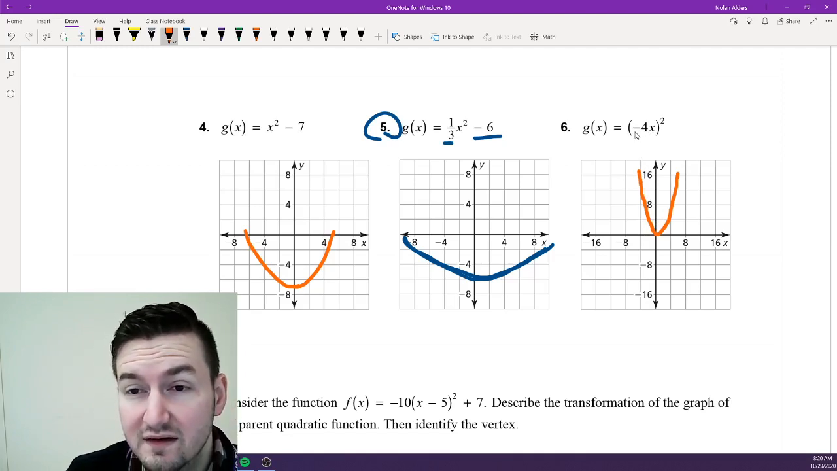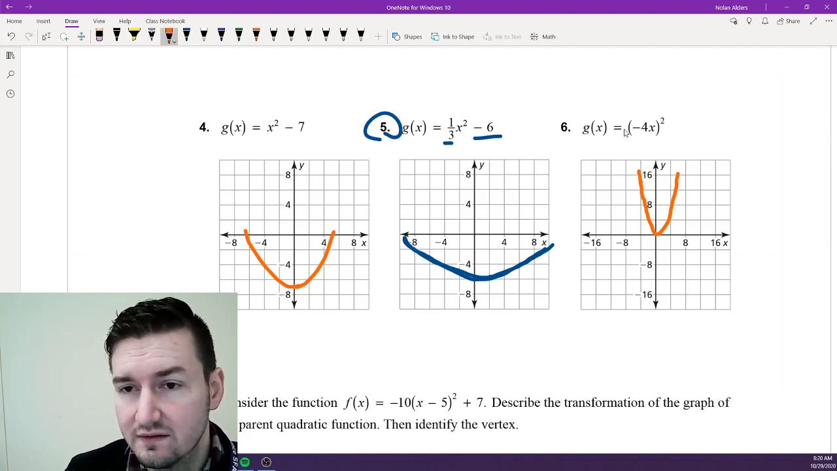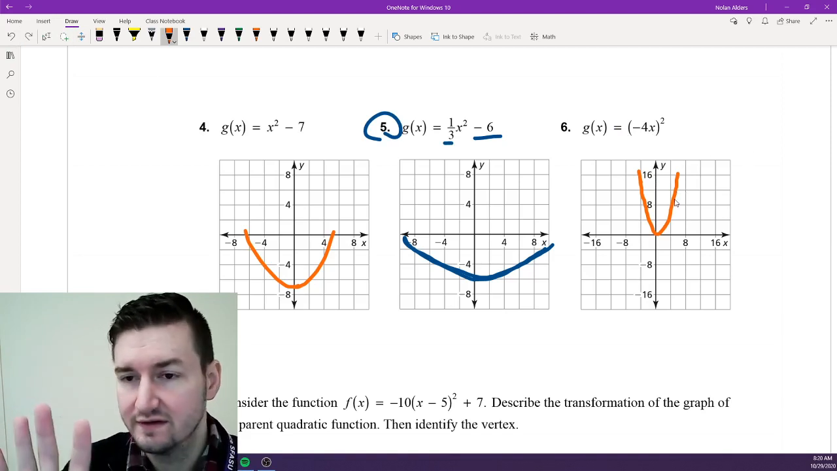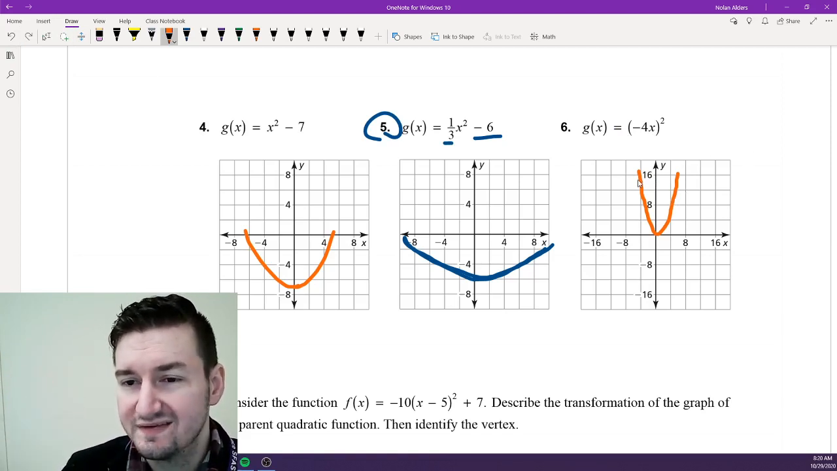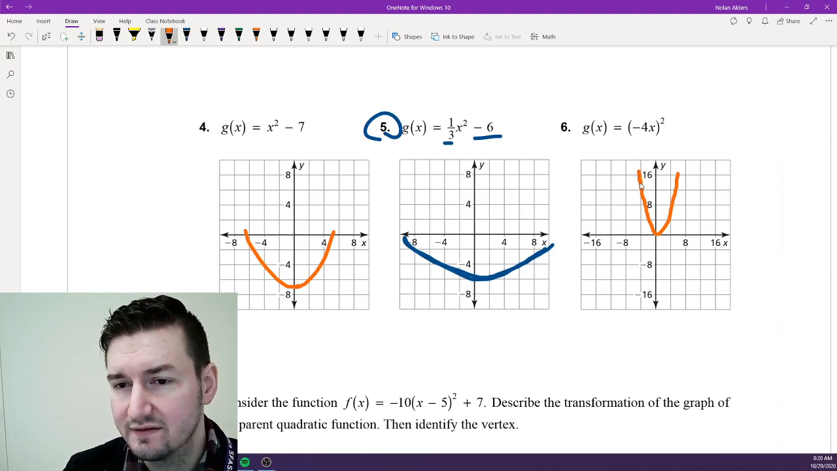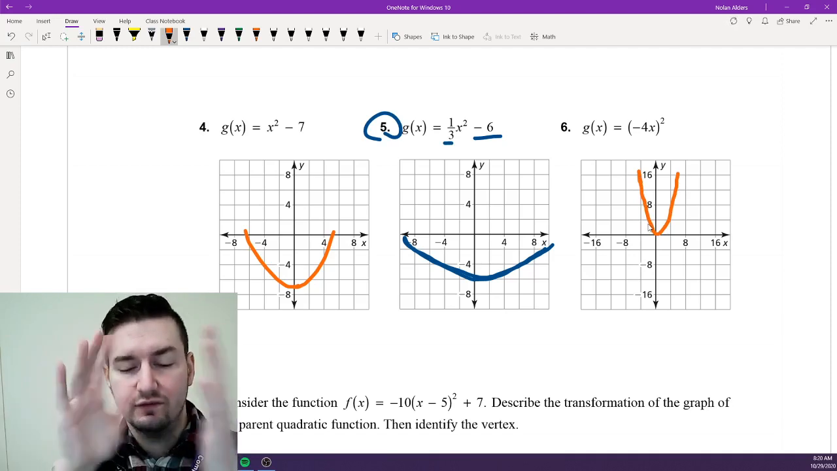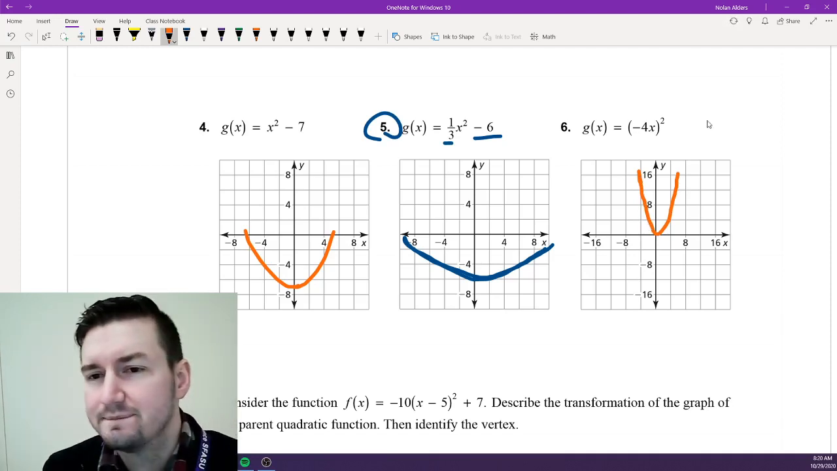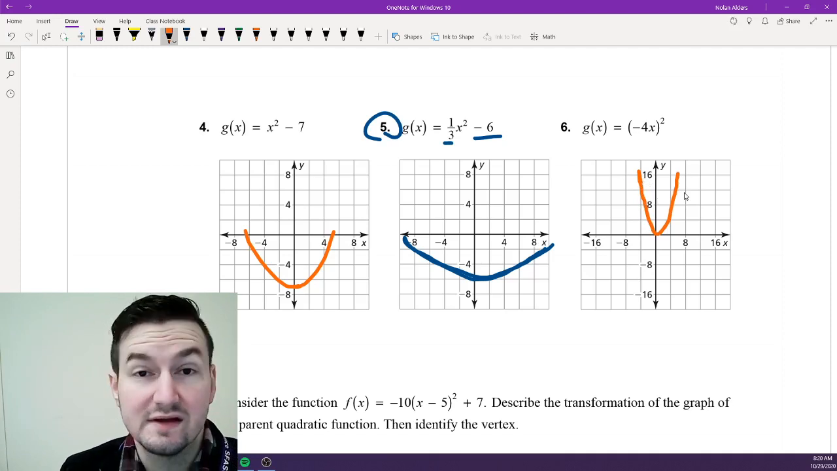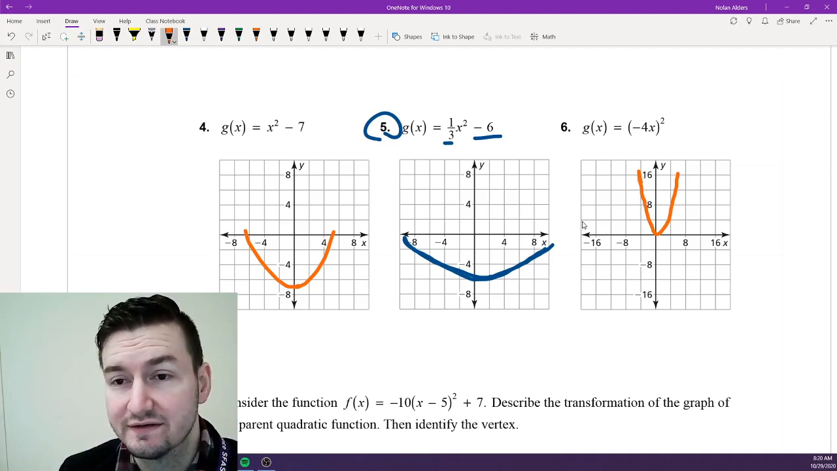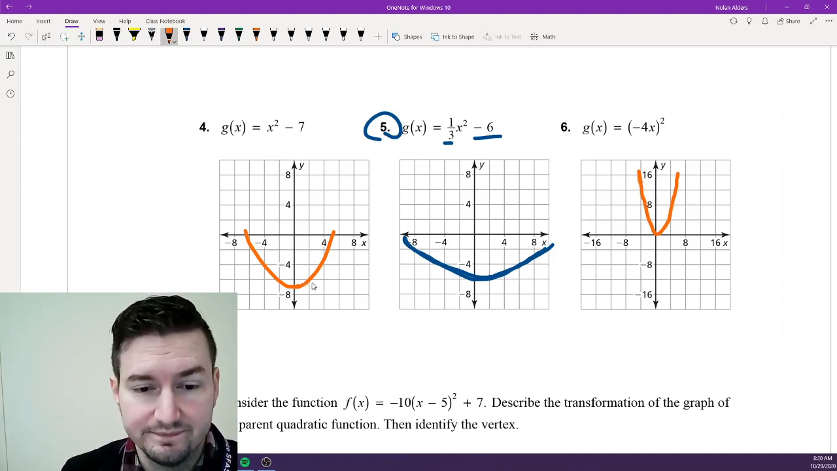But since the minus sign is inside these parentheses, and not on the outside out here, that means we're going to reflect it on the y-axis, which in this case, this left side gets reflected over to the right, and this right side gets reflected over to the left. So really it gets reflected over onto itself, and it's going to look exactly the same. The function's going to look exactly the same even though we reflected it.